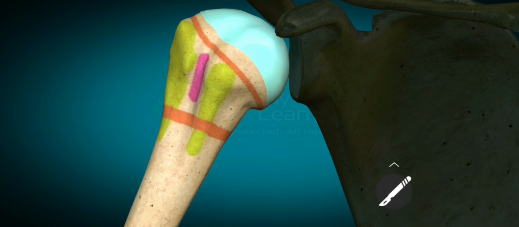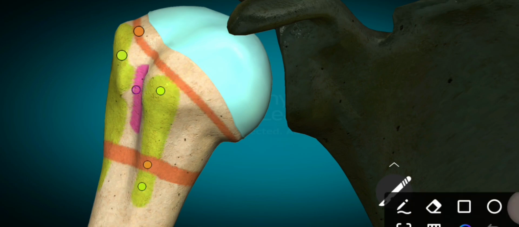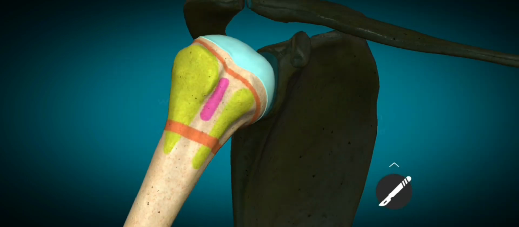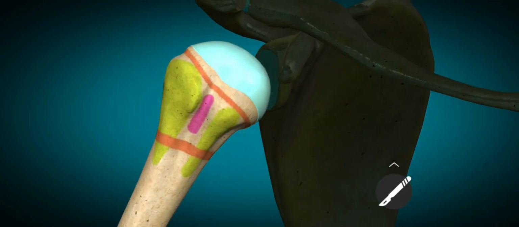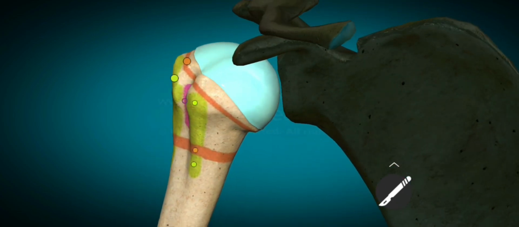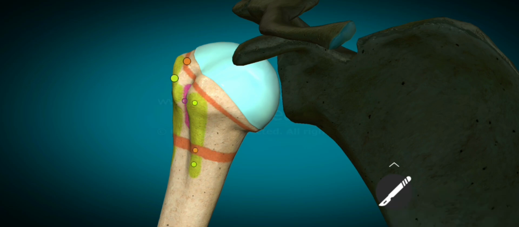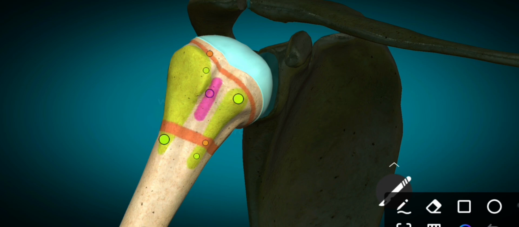If you see the head, it is hemispherical, and it is directed medially, a little bit backward and upward. It is not fully spherical, it is hemispherical. This head articulates with the glenoid cavity of the scapula, and it forms a joint called the glenohumeral joint, another name for which is the shoulder joint.